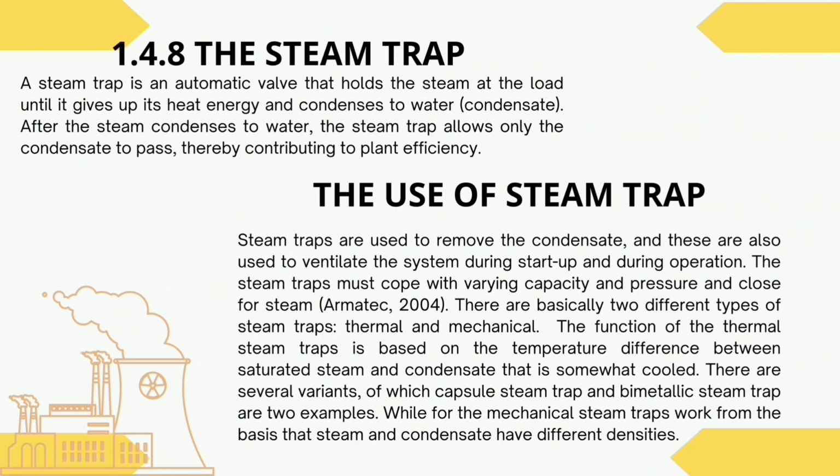The first is thermal and the next is mechanical. The function of a thermal steam trap is based on the temperature difference between saturated steam and condensate that is somewhat cooled. There are several variants, of which the capsule steam trap and bimetallic steam trap are two examples, while the mechanical steam trap works on the basic principle that steam and condensate have different densities. That's it from me, and now I will pass to my group mate, Shukri.